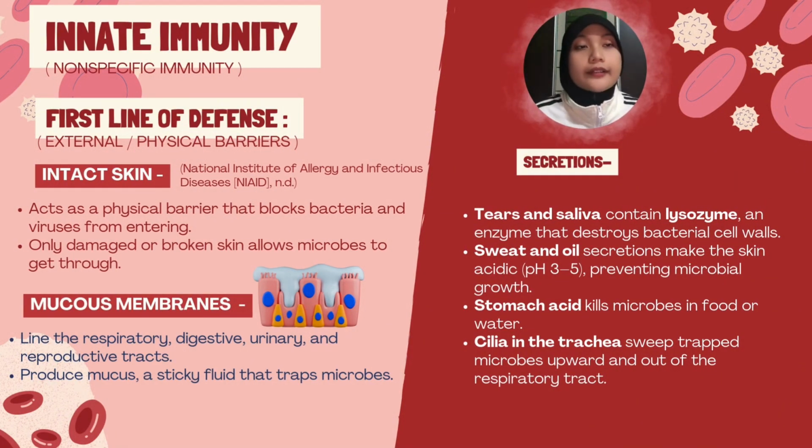Okay, so tears and saliva contain lysozymes, an enzyme that destroys bacterial cell walls. And the sweat and oil secretions make the skin acidic, from pH 3 to 5, so it prevents microbial growth. In our stomach, the stomach acid kills microbes in foods or water. And lastly, the cilia in our trachea trap microbes and move them out of the respiratory tract.